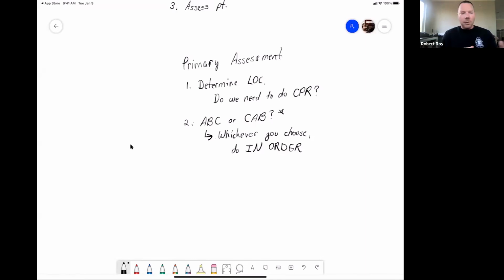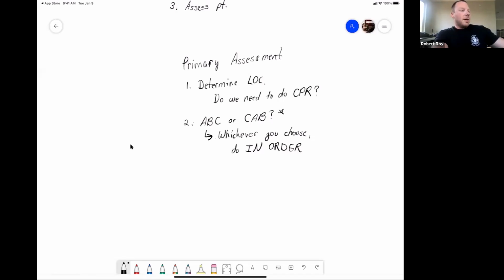That's a problem. So that's what we're going to fix in the primary assessment. Okay, so again, we're only worried about the life threats. And again, you're not trying to fix all the bleeding. You're not trying to fix every little thing right here. This is just, I want to make sure that my patient's not going to die on me before I figure out what's going on. All right.